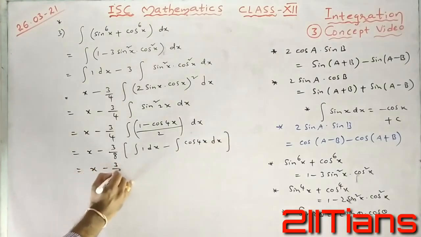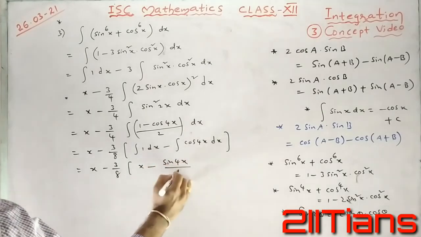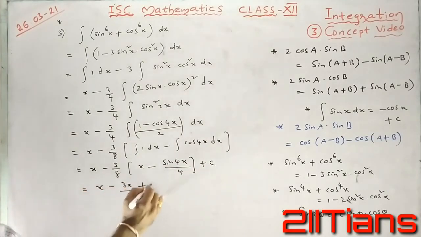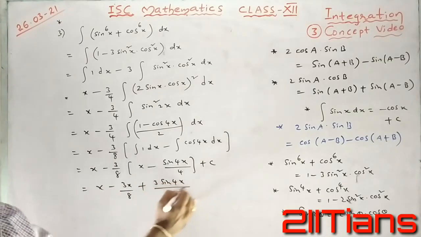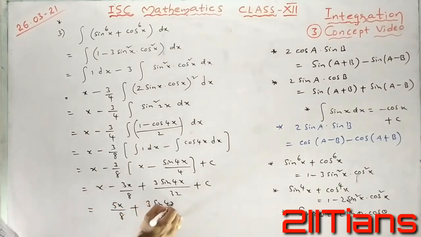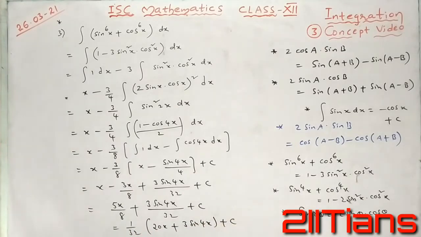So x minus 3 by 8 times x minus cos 4x means sin 4x upon 4, plus x minus 3x upon 8 plus 3 sin 4x upon 8, 4s are 32, plus c. This will be 8x minus 3x, 5x by 8 plus 3 sin 4x by 32 plus c. That is the final answer, right? So if you take LCM, 1 by 32 common out, 20x plus 3 sin 4x plus c. That is the final answer, right?